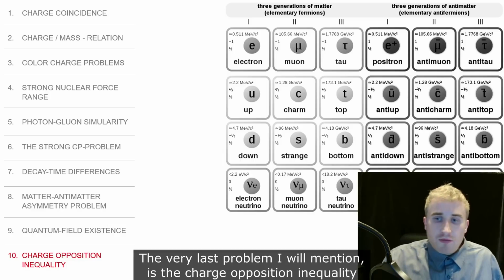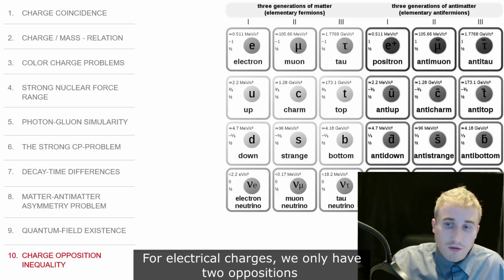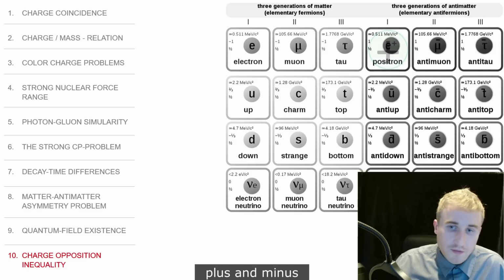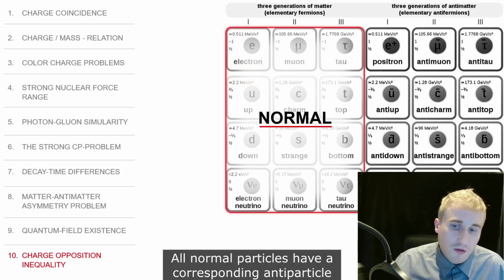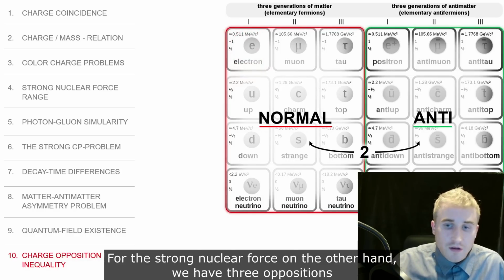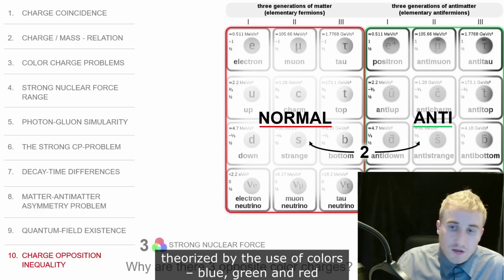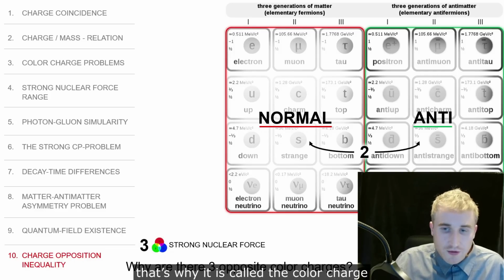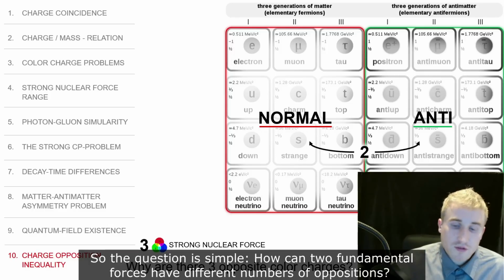The very last problem I will mention is the charge opposition inequality. For electrical charges, we only have two oppositions, plus and minus, also called positively charged and negatively charged. All normal particles have a corresponding antiparticle. For the strong nuclear force, on the other hand, we have three oppositions theorized by the use of colors: blue, green and red. That's why it's called the color charge. So the question is simple: how can two fundamental forces have different numbers of oppositions?